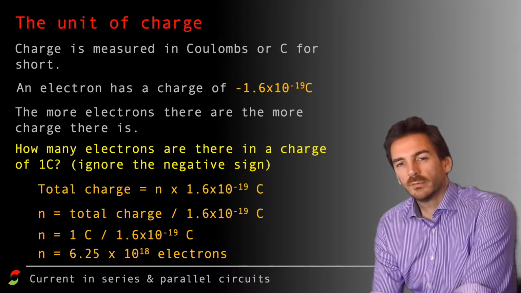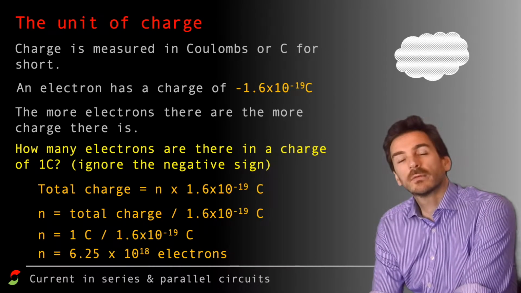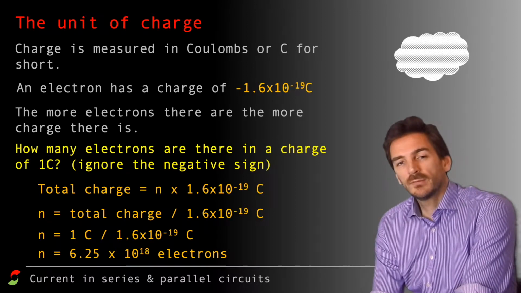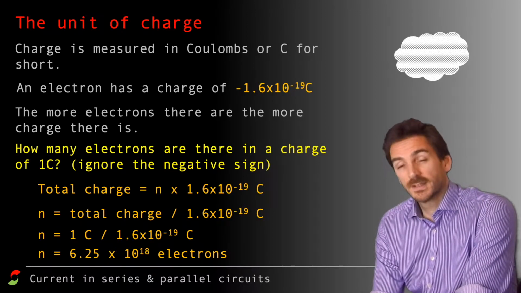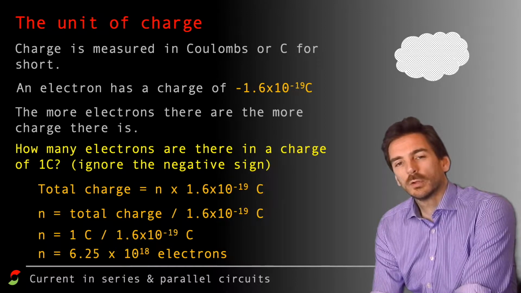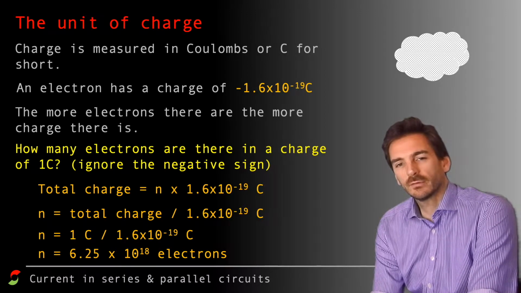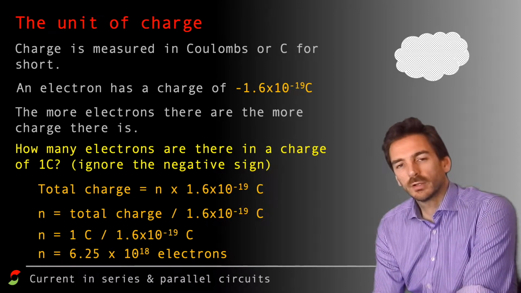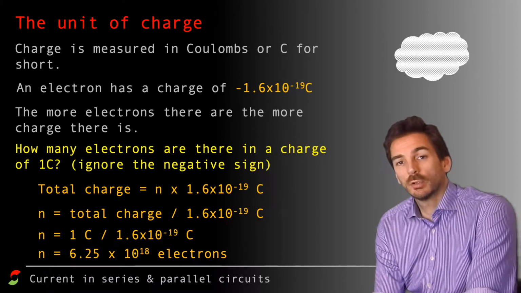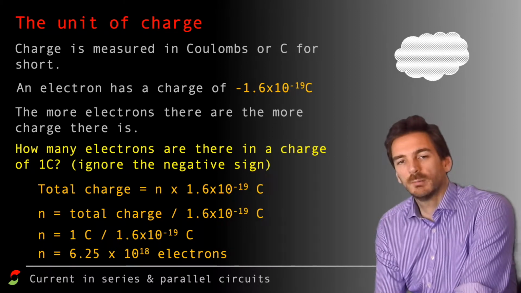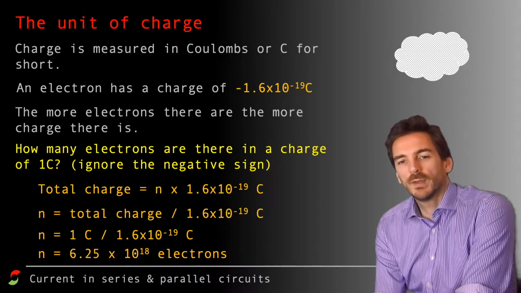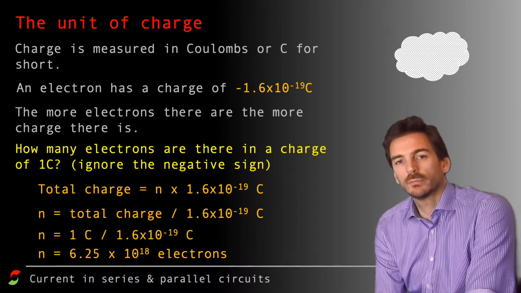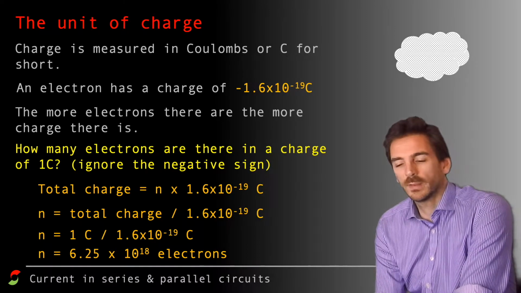What I'd like to do is visualize that like that, a cloud. So there are 6.25 times 10 to the 18 electrons in that 1 coulomb. Just visualize that as your visual aid to what 1 coulomb is. We will mention 1 coulomb quite a lot, and it's important that you have a visual aid at your disposal to help you visualize what's happening to that 1 coulomb.